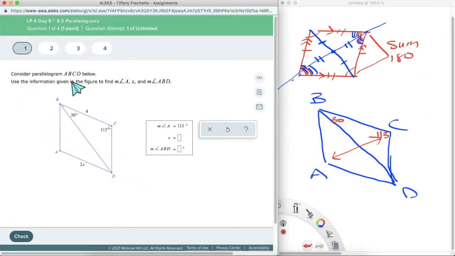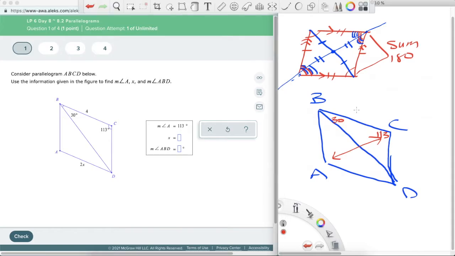For this guy over here, and I just hadn't written this in yet, we have 4 and we have 2x. Remember, opposite sides are also congruent. So if this equals 2x, and this equals 4, this also equals 4. So I could just divide by 2 to solve for that piece. So 4 divided by 2 is 2. So x must be 2.